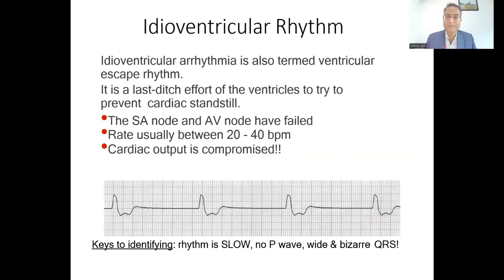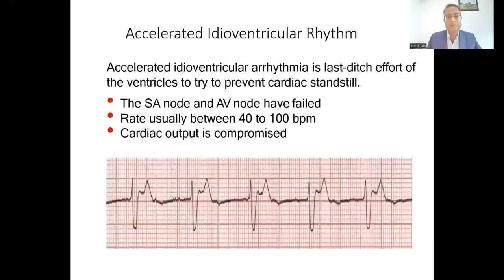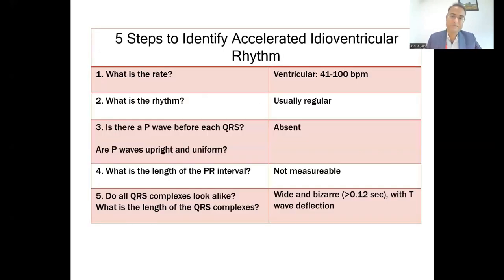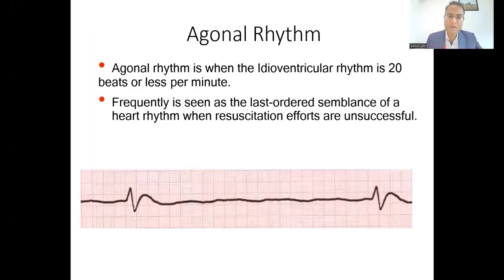Then comes the idioventricular rhythm. Idioventricular rhythm is also termed a ventricular escape rhythm. Here the heart is failing. The heart is not generating a good amount of cardiac output. The heart rate is 15 to 40, and we need to act fast to salvage these kinds of patients. Similarly, there is accelerated idioventricular rhythm, where the QRS complex is big, P waves are absent, but the rate is 40 to 100. Cardiac output is compromised. You need to work very fast.